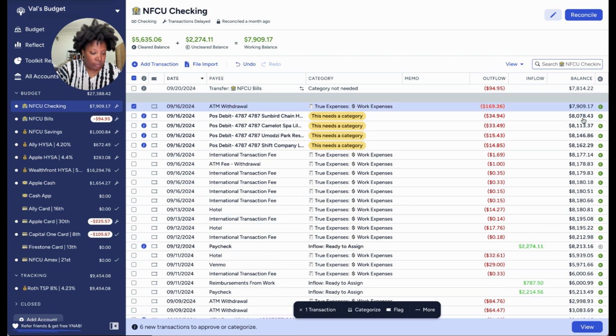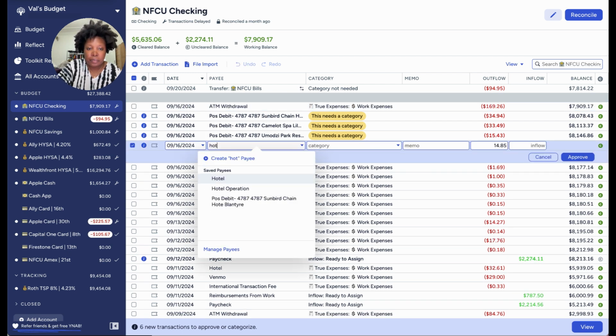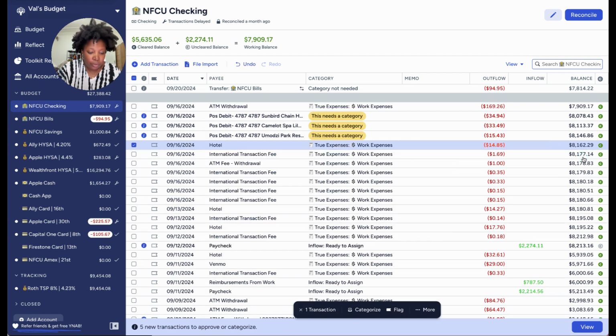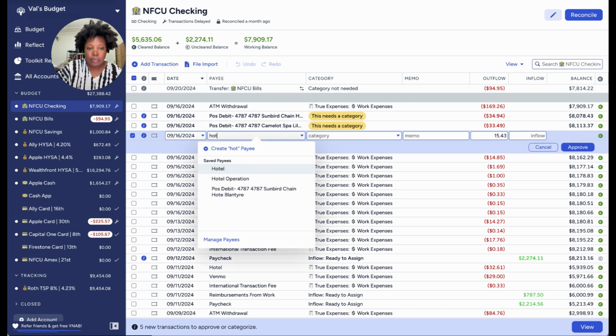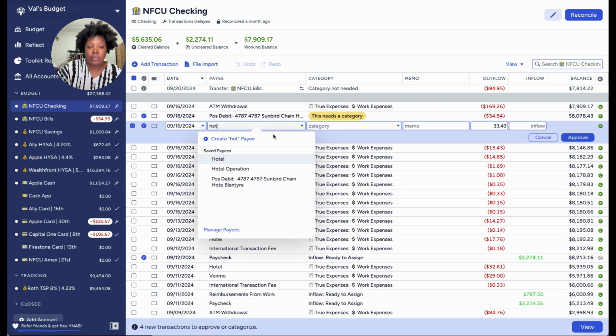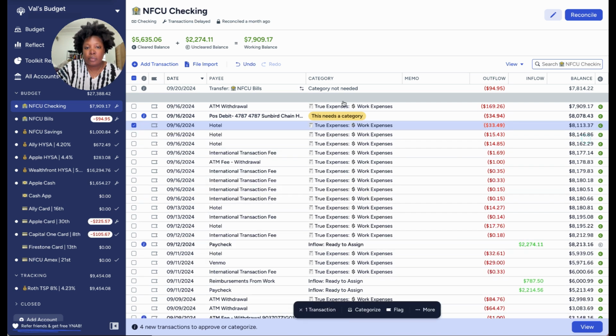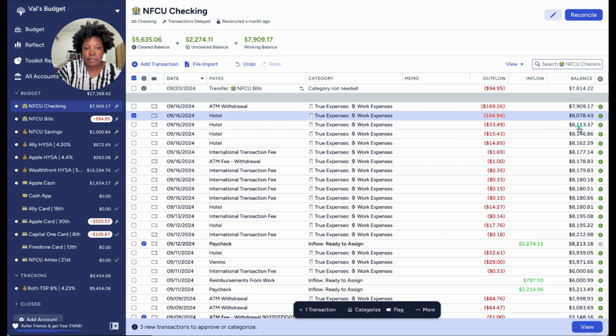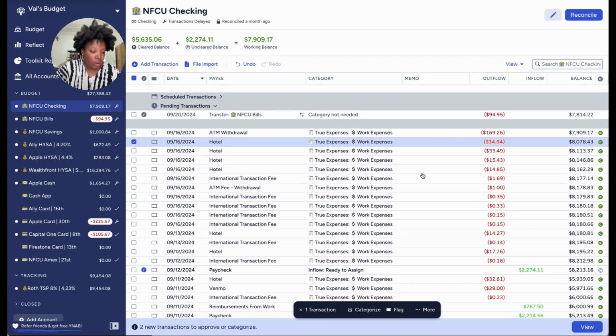And then we have 4 hotel charges. The first one is for $14.85, which is this one. And then we have $15.43, $33.49, and $34.94. So all 4 of these are good. Okay, that's all for the 16th.